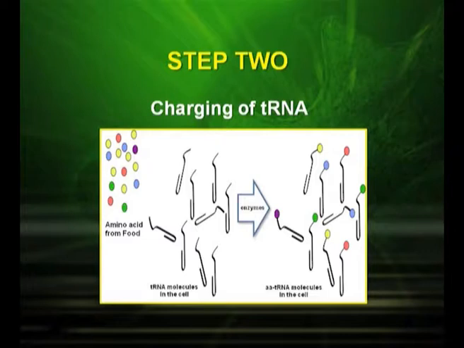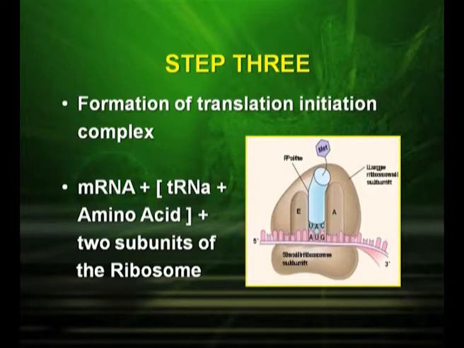In step 2, charging of tRNA, that is transfer RNA, takes place. The charging takes place when the transfer RNA reacts with the ATP and it gets charged. The amino acids bind to the tRNA. The amino acids which are already activated by ATP bind to the tRNA, and that is how the tRNAs are charged.